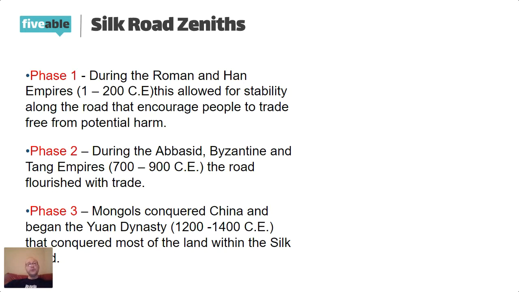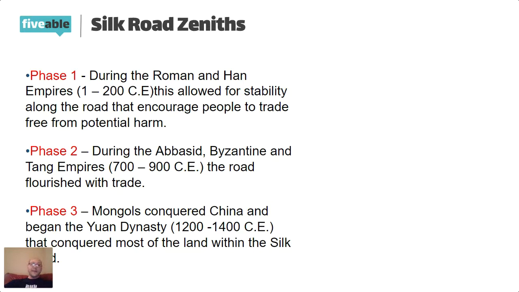So period 2, we have the Abbasid, the Byzantine, and the Tang dynasties. This is around 700 to 900. We have these 3 major empires who are, again, keeping the roads safe. And as long as the roads are safe, people are willing to travel and trade and make money. But as long as they're not safe, they're not going to do that because they could be carrying thousands of dollars of goods and then get killed from bandits and so on. So as long as the roads are safe, people will travel.